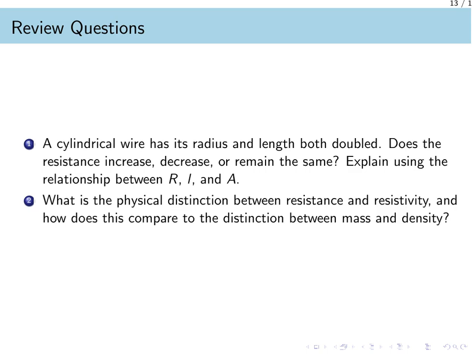Second, explain the fundamental physical distinction between resistance and resistivity. As a helpful analogy, how does this distinction compare to the difference between the mass of an object and the physical density of the material it is made from? Take some time to reflect on these concepts.